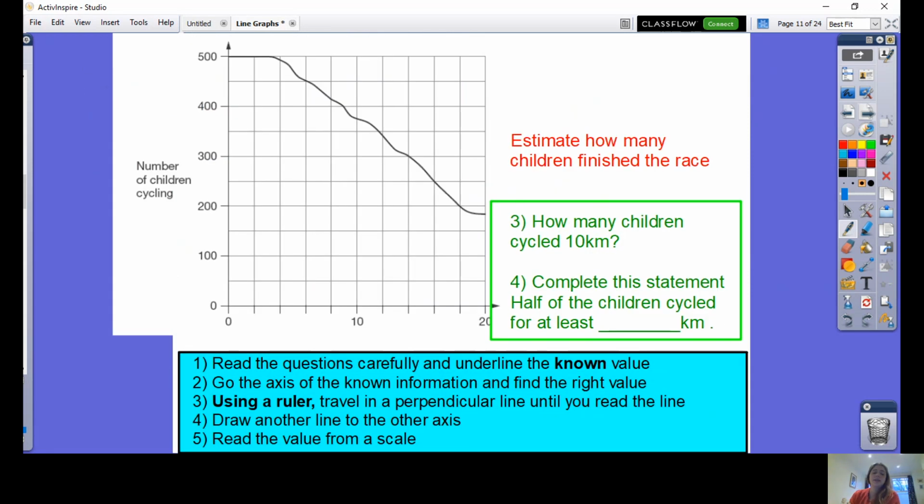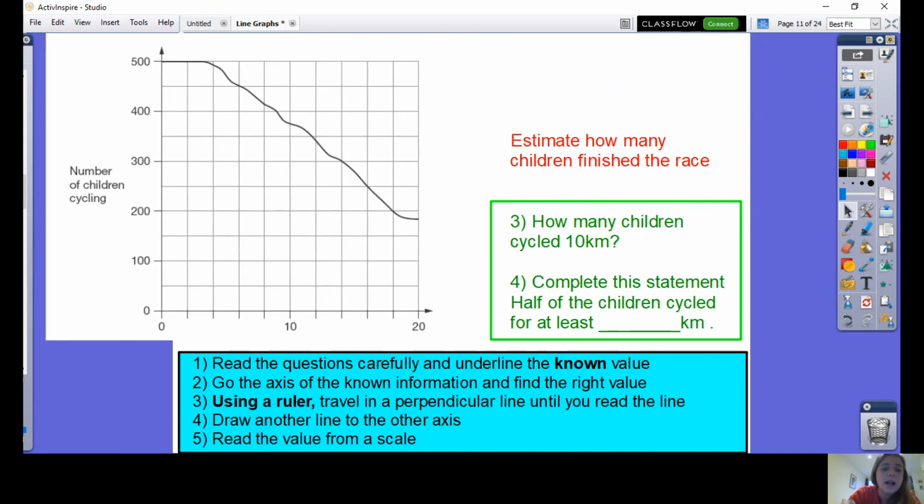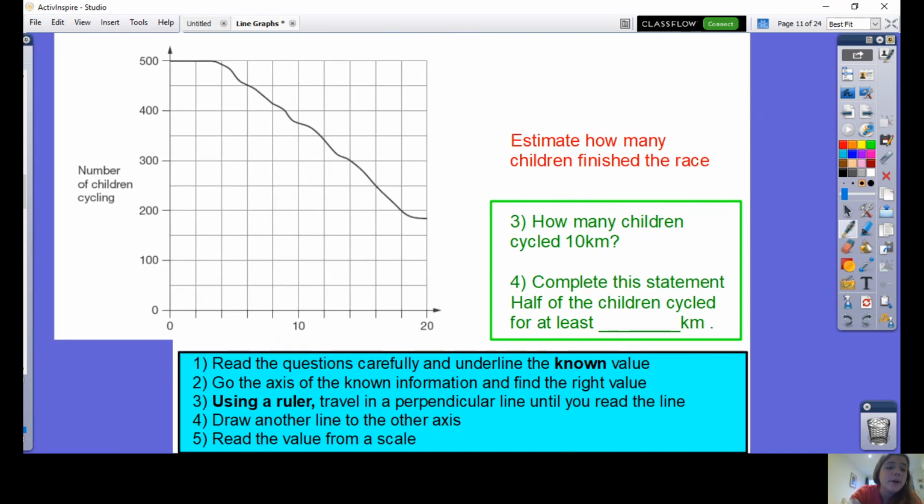Let's look at the next question then. In this one, I can see that there is a race happening. Okay, and in that race, there are some children who are cycling. You can see here on the y-axis, I've got the number of children cycling. And on the x-axis, sorry, it's cut that off, that's the kilometres they have cycled. So, for example, you can see how many children started the race and how many children finished the race. You can see how far the children got.